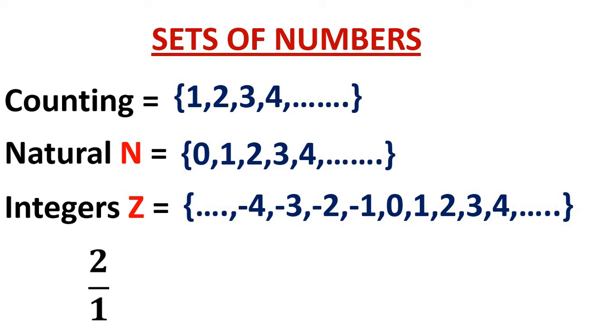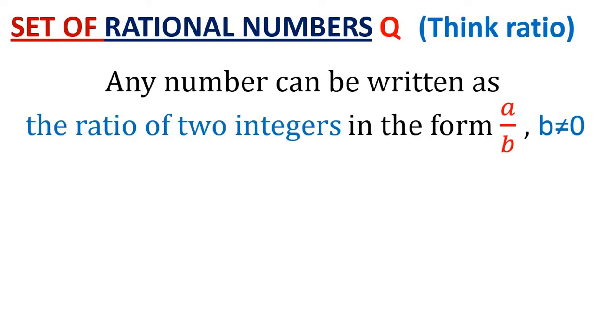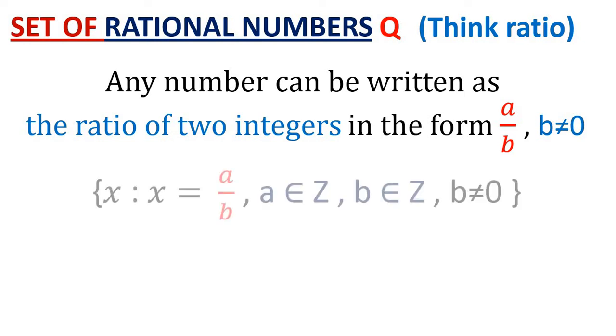So 2 over 1 is an integer, but 3 over 4 is a fraction and 8 over 9 is a fraction. Therefore, we have a new set, which we call the set of rational numbers, and its symbol is capital Q. The definition of a rational number: any number that can be written as a ratio of two integers in the form a over b, but b not equal to 0. In the description method, we have x such that x equals a over b, a belongs to Z and b belongs to Z, but b not equal to 0.